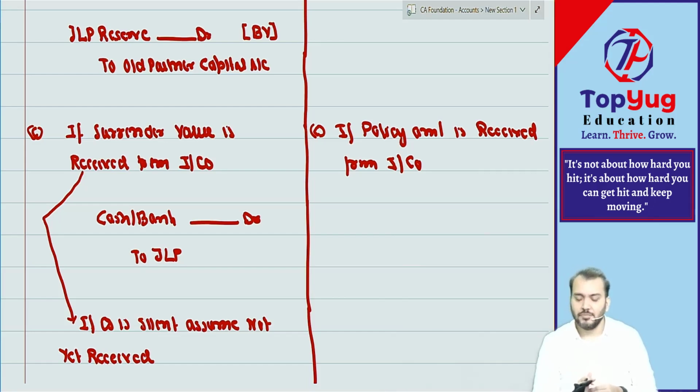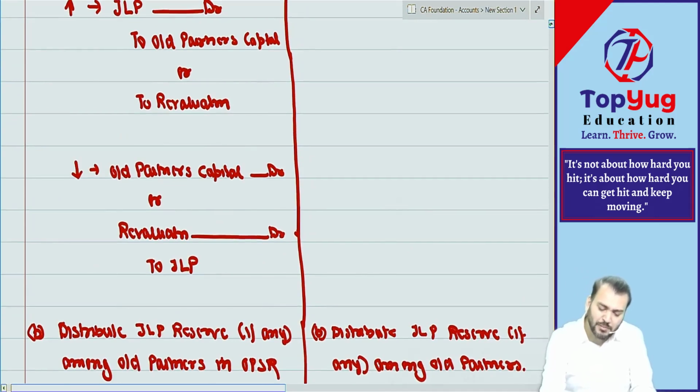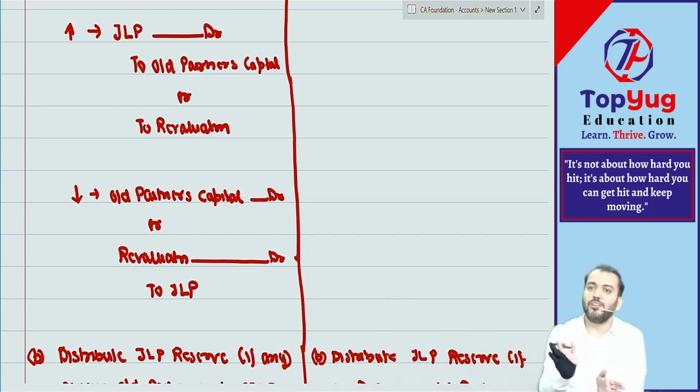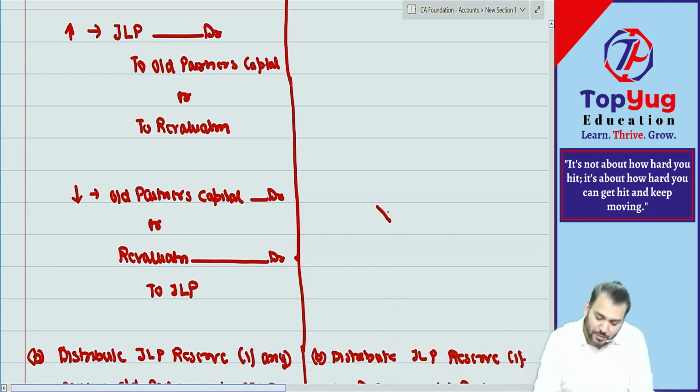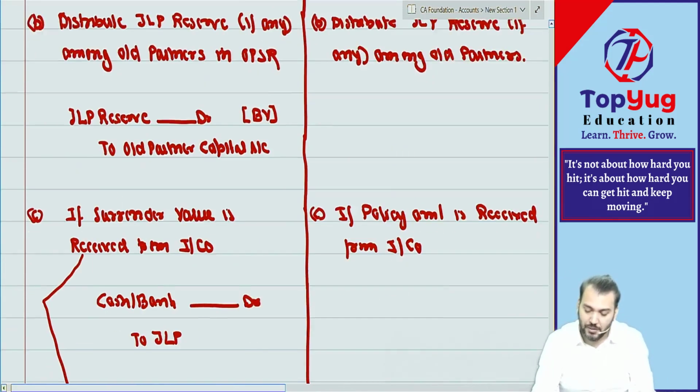Understood? However, in case of death, only an increase will come, a decrease will never come. Whatever amount you have recognized will be less than the policy amount, so this point will never come in case of death. Only upward revaluation comes, downward revaluation will never come. Because whatever amount you have recorded will always be less than the policy amount. Practically I am saying. Understood?